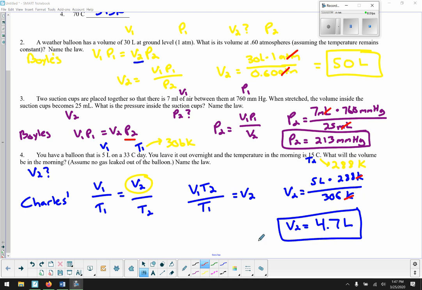And that makes sense because as temperature goes down, we would expect volume to go down. Those gas particles are going to push less hard on the inside of the balloon because they're going slower. If they're going slower, they're not going to hit as hard on the side of the balloon, so the volume will go down. So as temperature goes down, volume goes down. There's a direct relationship there, and we see that here. So our answer makes sense.